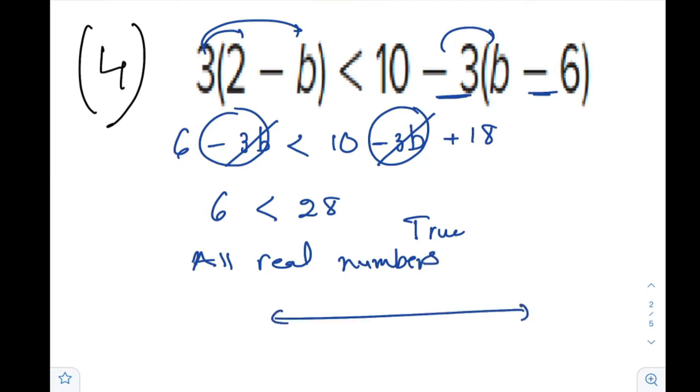Means all can be shaded. All the number line is applicable here. Means if you take any value for b, if you replace b with negative number, positive number, or fraction or anything, the inequality will be always true.